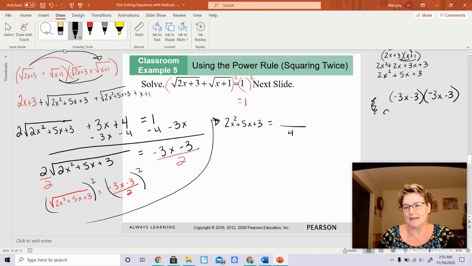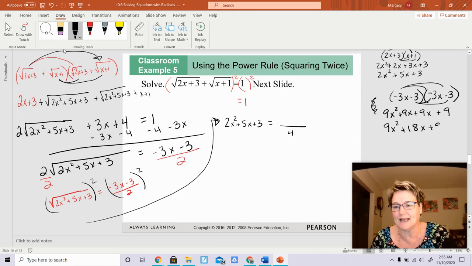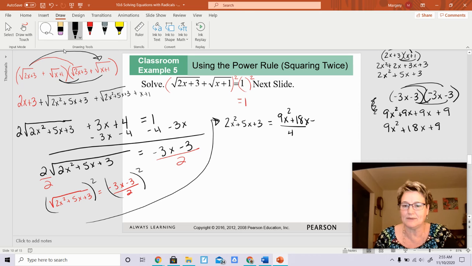And I'm going to get 9x squared plus 9x. That's going to give me a positive 9x, and that's going to give me a positive 9. So I get 9x squared plus 18x plus 9. So on this side of the equation, I get 9x squared plus 18x plus 9.